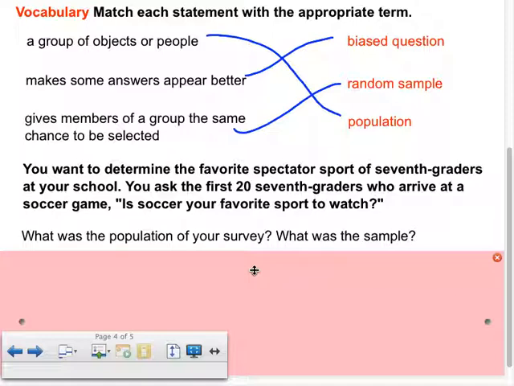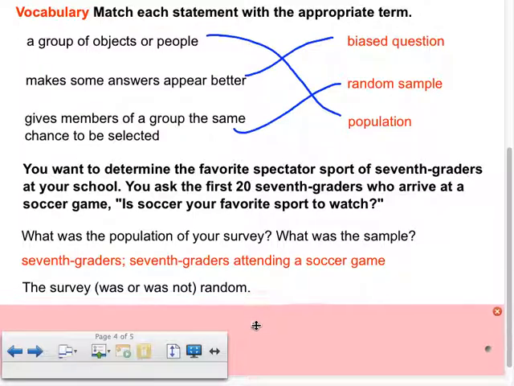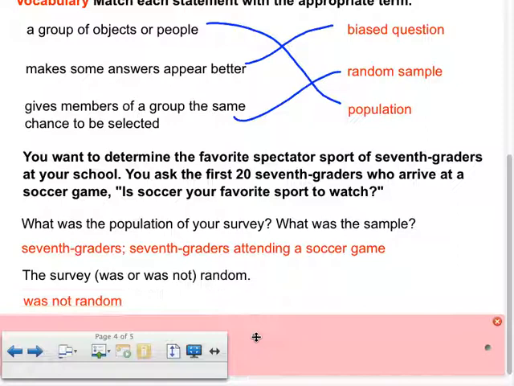You're making an assumption. Your population is 27th graders that arrived at the soccer game. So they're people who attended a soccer game. Okay? What kind of sample was this? Would you say this is a random sample? No, why not? You're asking people at a soccer game what their favorite sport to watch is, right? If soccer is their favorite sport. If you didn't like soccer, would you show up at a soccer game? Probably not. So 7th graders attending a soccer game, and the survey was or was not random. It was not random.